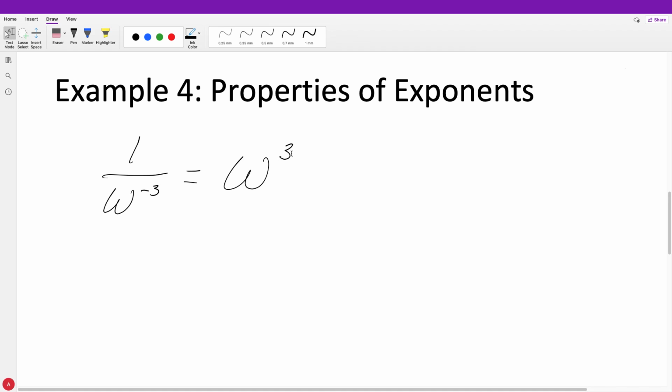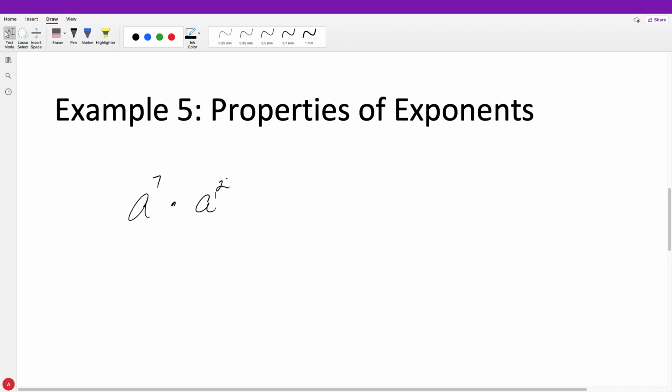All right, let's move on to the next and last example. Here we have a to the 7th times a squared. Once again, we identify we're multiplying these, so we're going to use the product property. With the product property, when we have two of the same bases, we simply add their powers together. So this is equal to a to the 7 plus 2, which is then equal to a to the 9.